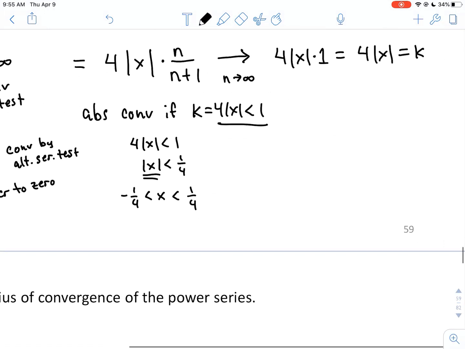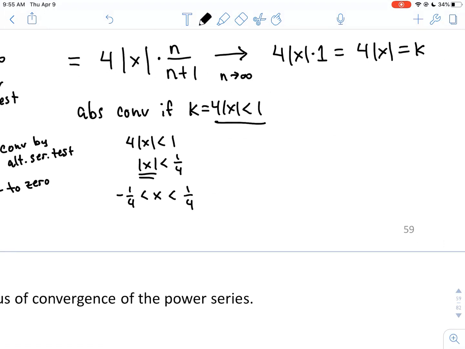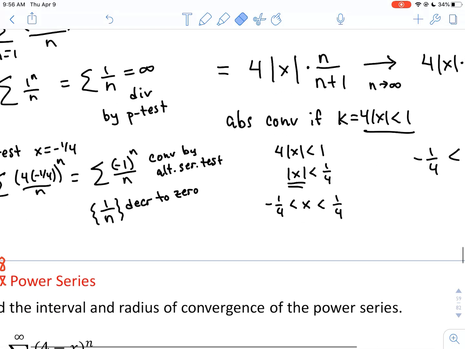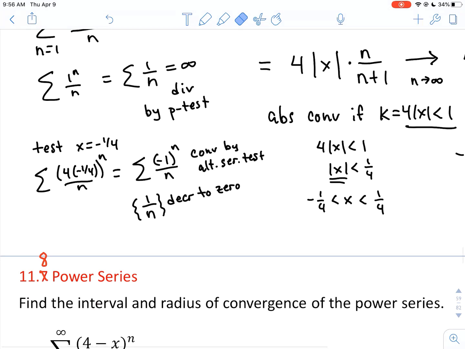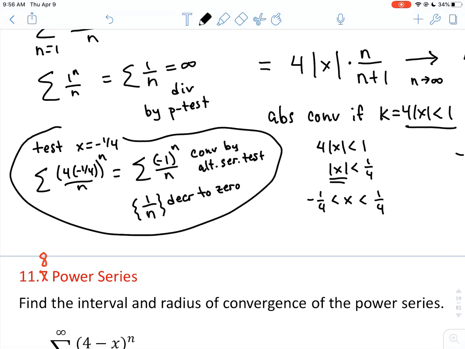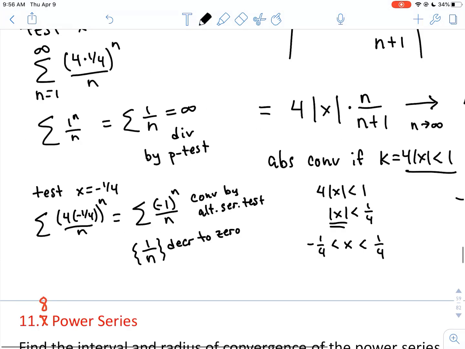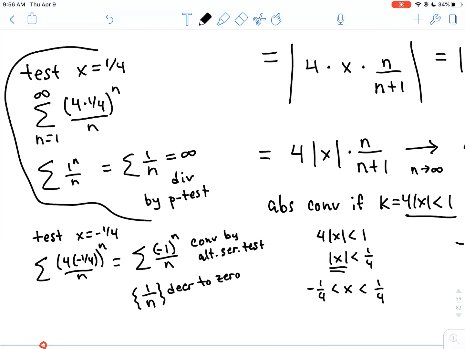Okay, so our final answer then, our interval of convergence. This is the basic structure of it, but now we're going to say that it's also convergent at the left endpoint, right? We did get convergence when I tested negative 1/4, but I got divergence when I tested positive 1/4.